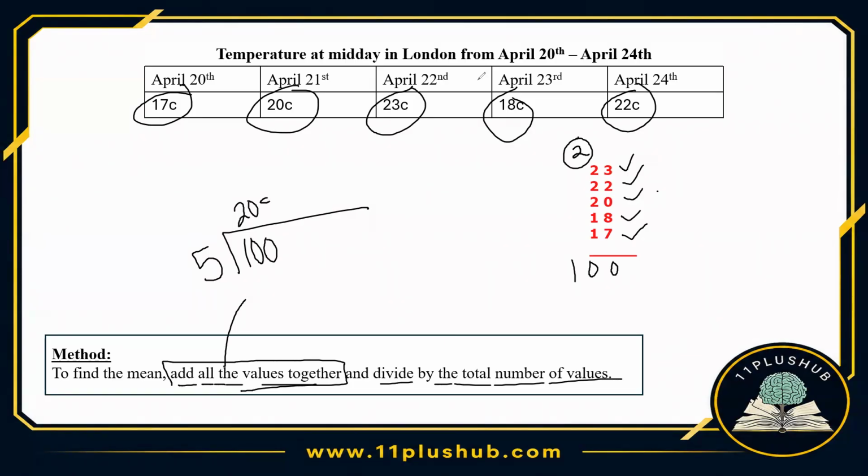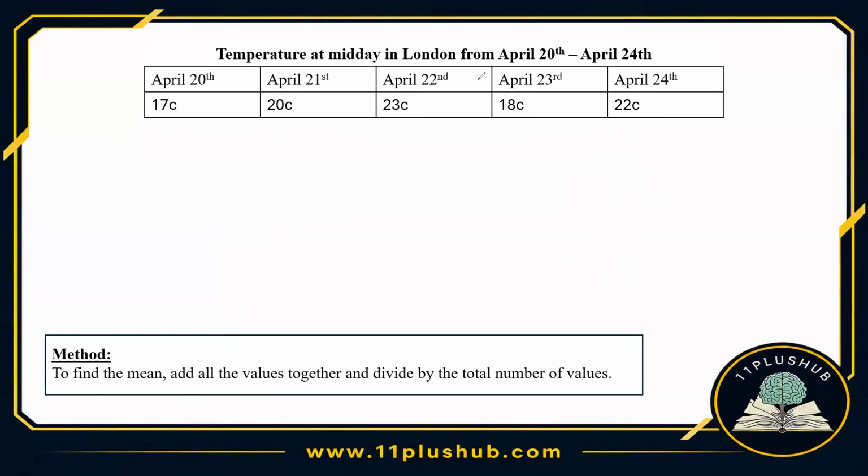So now what that friend could say on the phone, rather than giving lots and lots of information, the friend could say, well, it's been about 20 degrees Celsius this week. She's now got this average, this typical value to give to her friend. Okay, so that's how we find the mean.